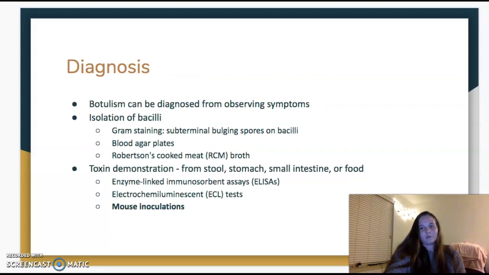For diagnosis, you can observe all the symptoms, and then in addition to that, you're going to need to isolate the bacilli bacteria, so you can do gram staining, and you can see the spores on the bacilli from the slide I showed above. You can also do blood agar plates or RCM broth. What you really need is toxin demonstration, so you'll get this from stool, stomach, small intestine, or the food that was consumed.